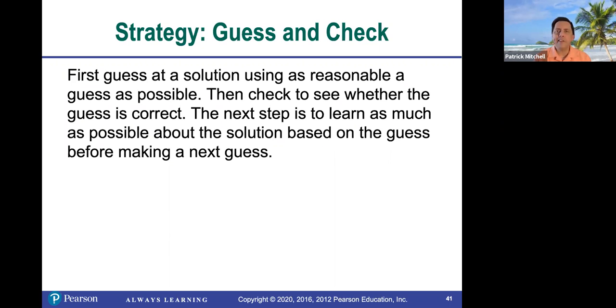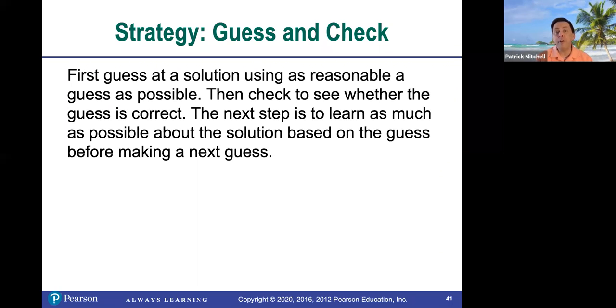All right, the guess and check strategy. First, guess at a solution using as reasonable a guess as possible. Then check to see whether the guess is correct. The next step is to learn as much as possible about the solution based on the guess before making a next guess. Sometimes when I teach algebra classes, I recommend this strategy.